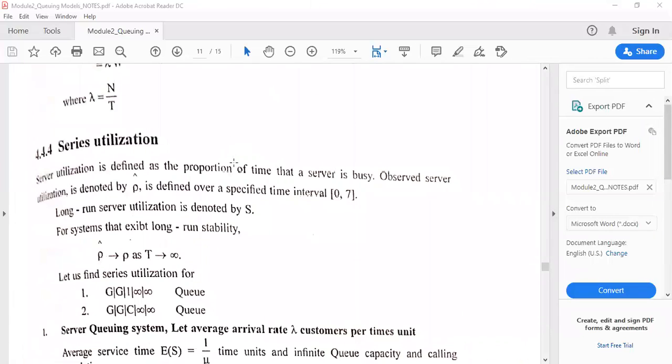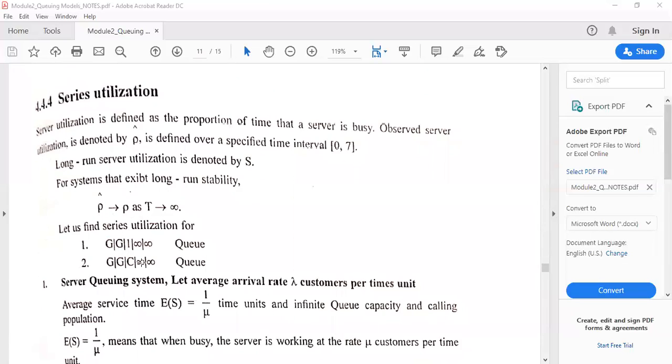Next, we have the server utilization. Server utilization is defined as the proportion of time that a server is busy, that is, for what amount of time the server is busy. The observed server utilization is denoted by rho cap, and it is defined over a specified time interval. Rho cap is directly proportional to rho. Rho is the server utilization, and observed server utilization is given by rho cap as t tends to infinity.